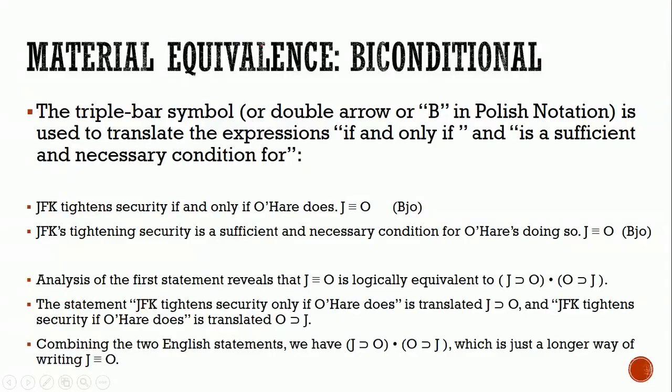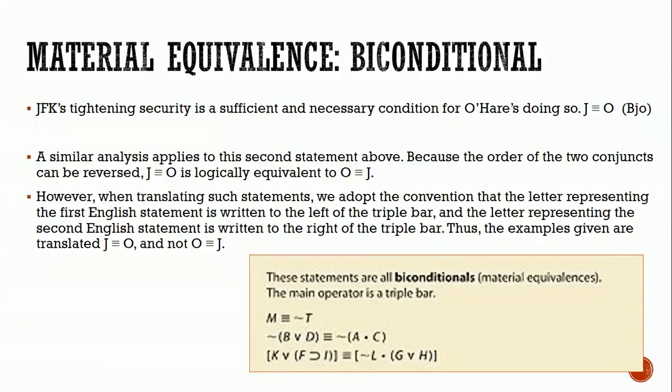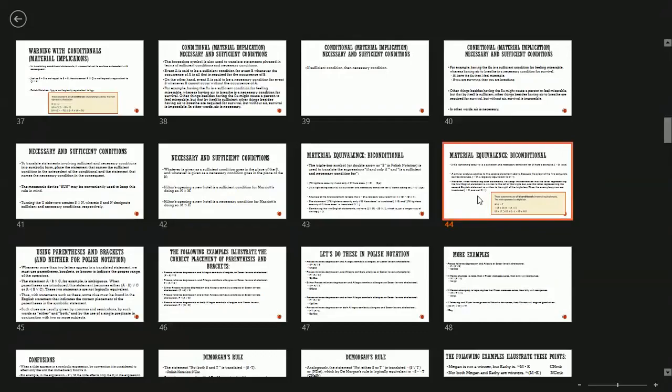So there, if you combine those, you got that. All right. So yeah, if you look at that, the similar analysis applies to this. Because the order of the two conjuncts can be reversed, J if and only if O is logically equivalent to O if and only if J. However, when translating such statements, we adopt the convention that, what is this? Oh no.